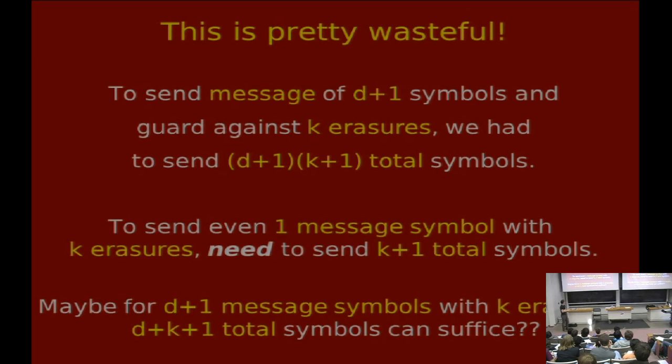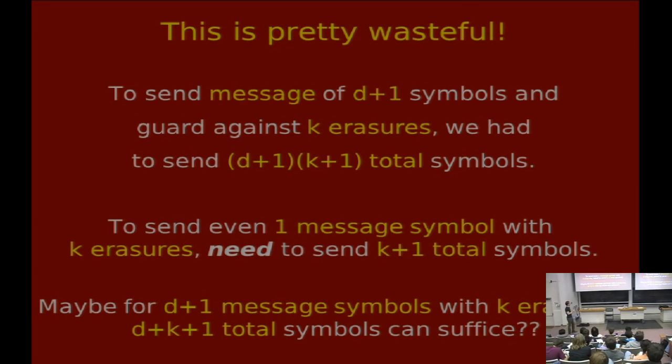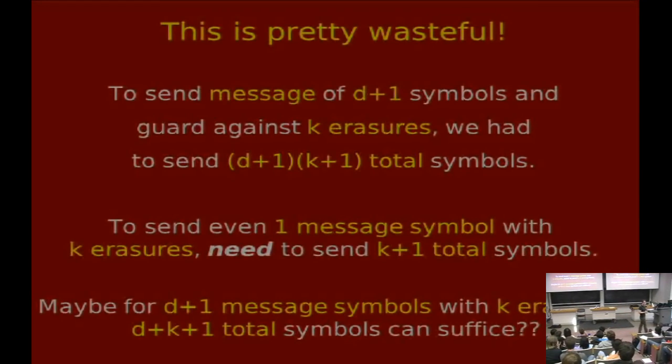So this is a great fantasy. Maybe for Alice to convey d plus 1 message symbols with k erasures, she could get away with sending d plus k plus 1. And happily, this is true. So we're going to see how to do this using polynomials. Okay. Is the problem clear? This is a good time to pause for questions about the problem. You guys know the difference between an erasure and a noise corruption? Okay, good.